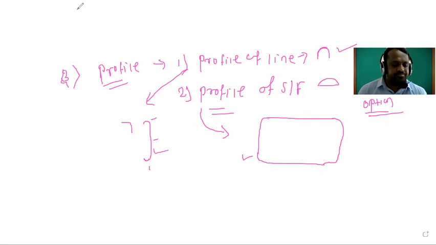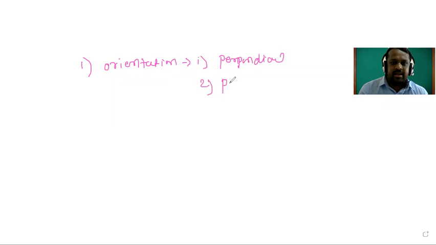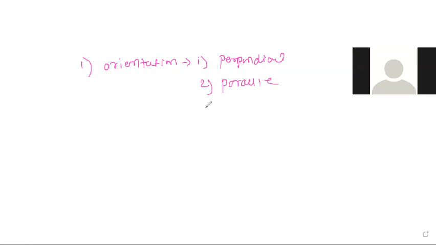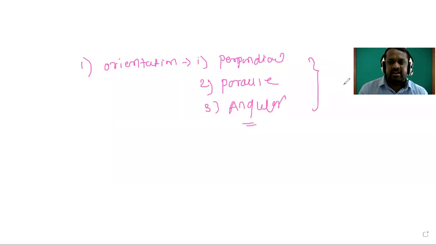So the last is the orientation. Orientation means what? Angle. Which features are there here? Perpendicularity, then second is parallelism, and third is angularity. Here again we require the datum. Datum is required. A reference point is needed.